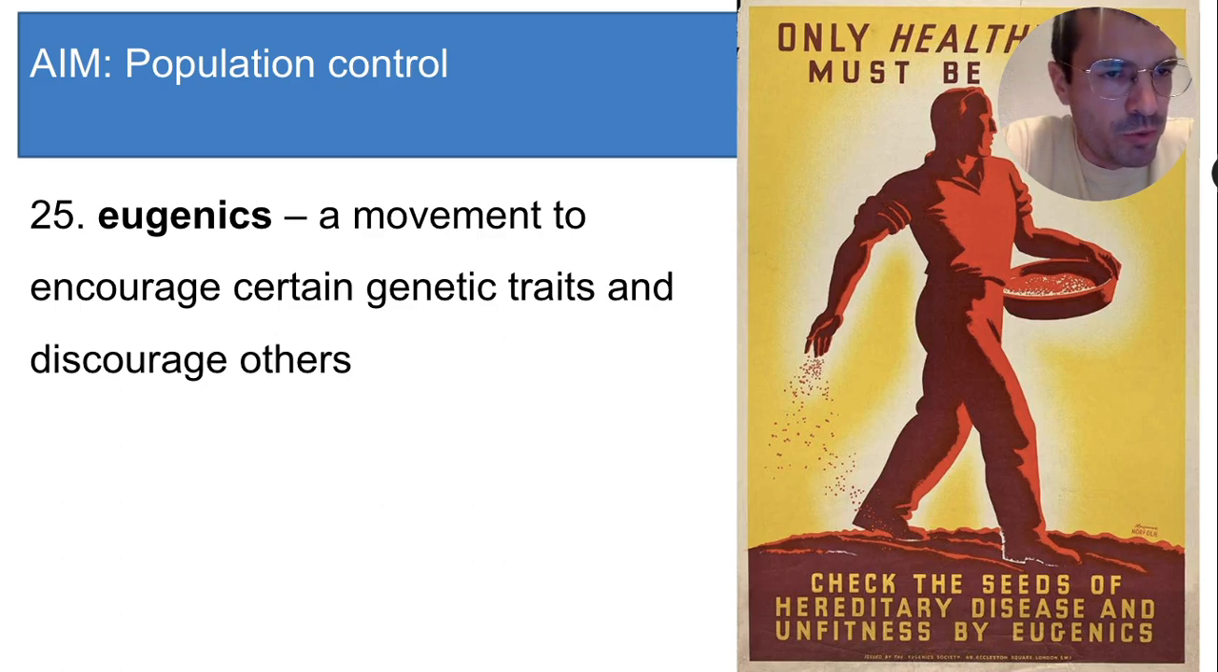Eugenics is therefore both pronatalist and antinatalist, depending on who is being encouraged to have children and who is being discouraged from doing so. Eugenics is really controversial because it is historically linked to racist ideas about which genes are better than others. And you will look more at this topic as well in class.